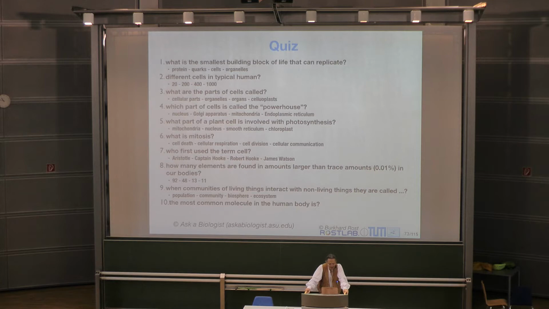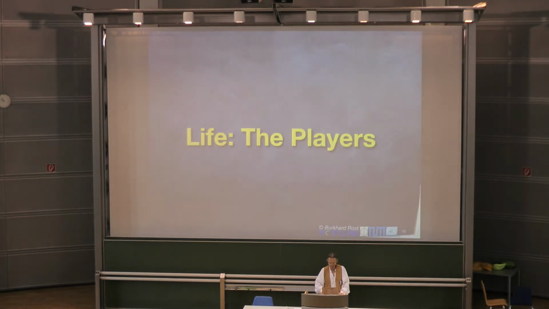Anyway, how many elements are found in the... This is the first time. Again, I've given this lecture before, this speed I've never seen. How many elements are found in amounts larger than trace amounts? I already have in our bodies 11. I already gave you the 11. When communities of living things interact with non-living things, they are called population, community, biosphere, ecosystem. The most common molecule in the body is blah, blah, blah.